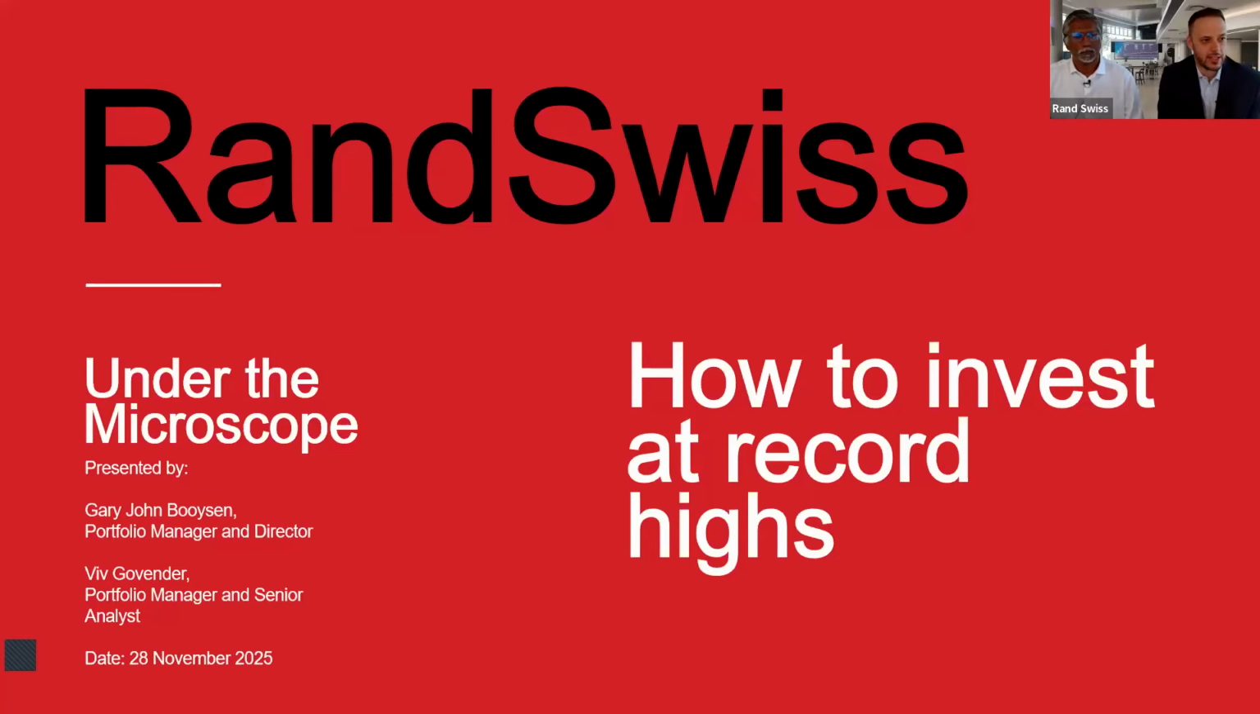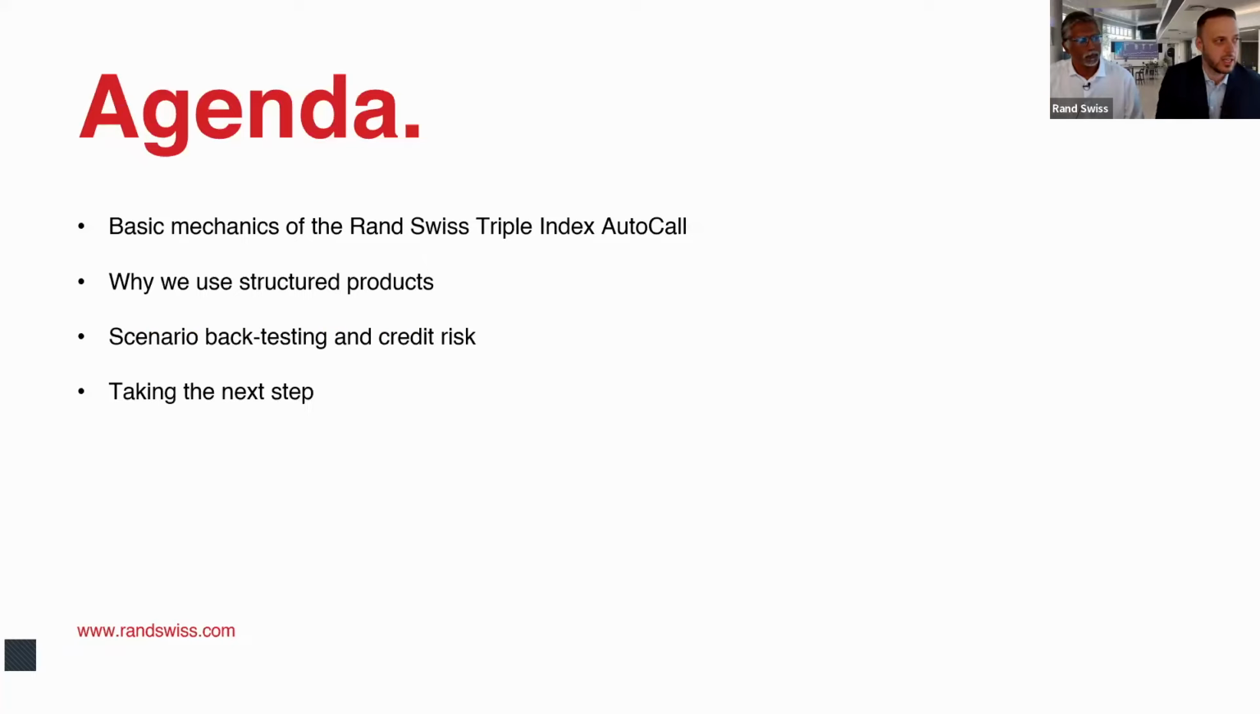Today, we're going to look at how to invest at record highs, and we have obviously a new structured product to show you guys today as part of our Under the Microscope series. What we're going to do is take you through really the basic mechanics of the Rand Swiss Triple Index Autocall. It's very similar to the Autocall that we ran last month. So we're doing this as a short form clip. It'll take a lot quicker than a full webinar.